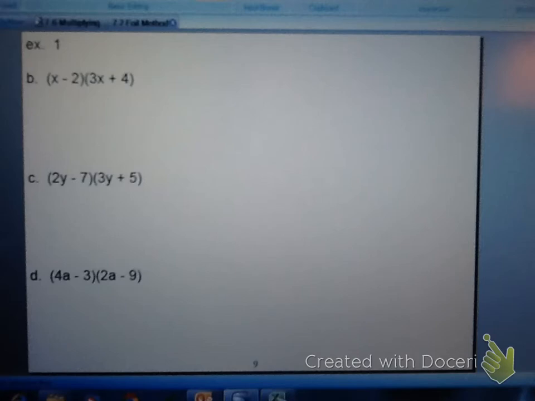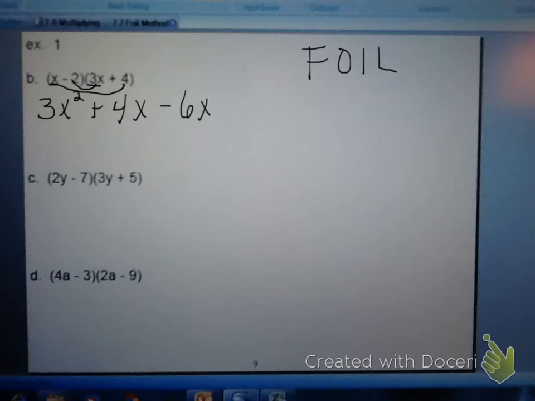Example 1b, we are going to multiply using the FOIL method again. So the first times the first, x times 3x is 3x squared. My outside terms, x times 4 is a positive 4x. My inside term is a negative 6x. And my last, now for some reason, this is where people make their mistake. They want to add the last terms. You don't add, you multiply. Negative 2 times a positive 4 is a negative 8.